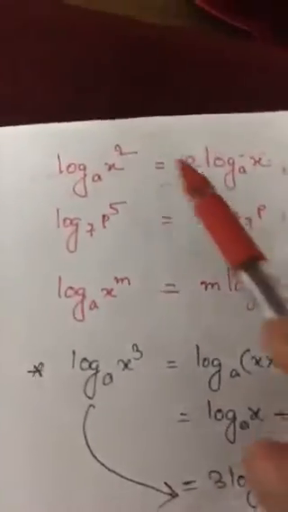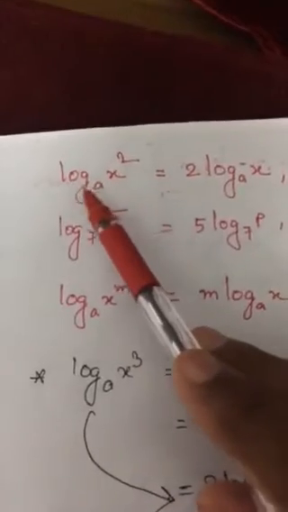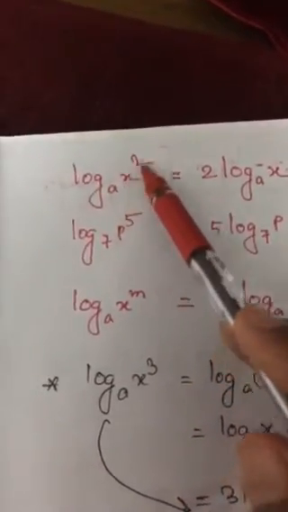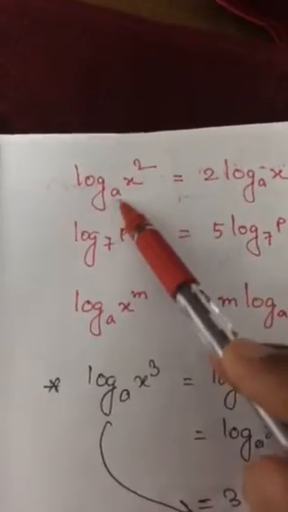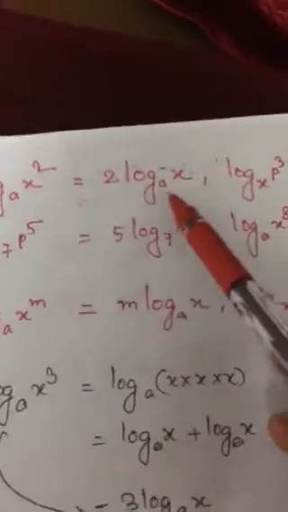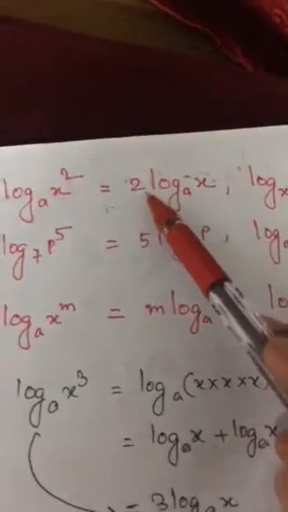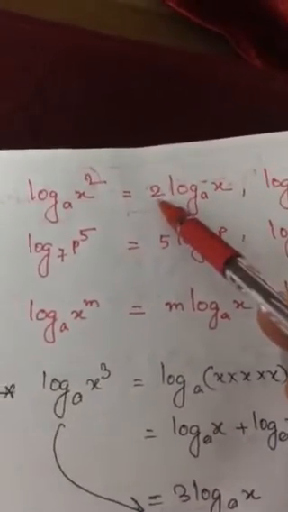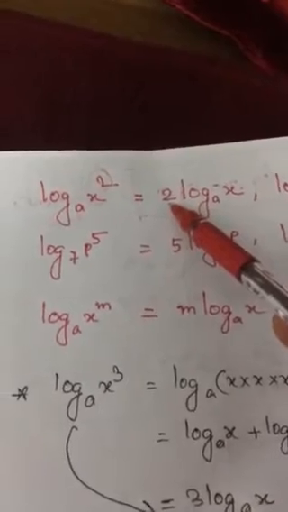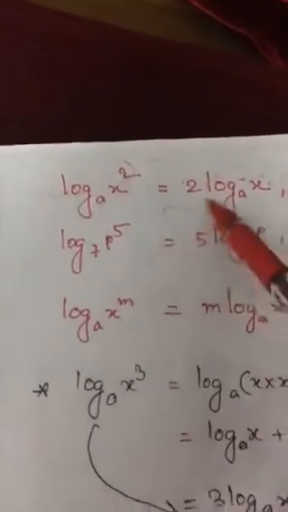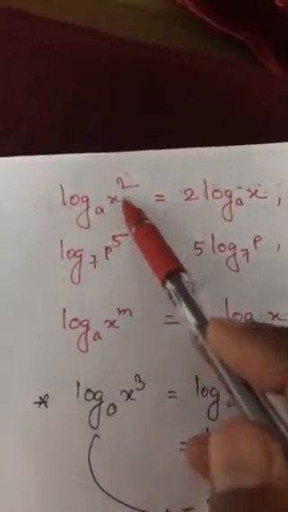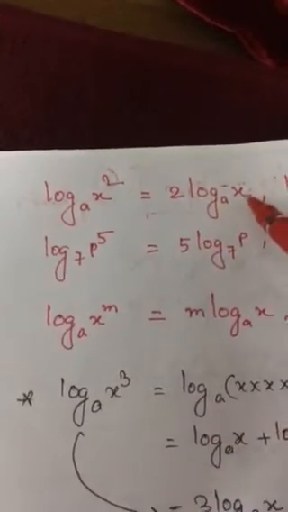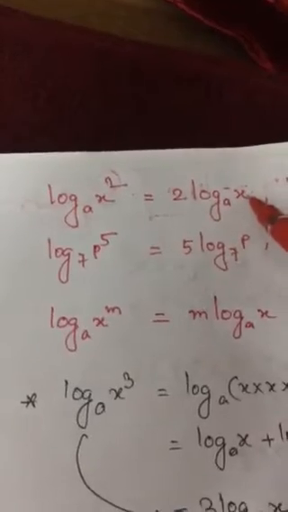Here I just want to show you another law. You see here, log of x square to the base a. X square means, this power can be written directly here. How it can be written I will explain and show you. Power always comes here. So log x square to the base a can be written 2 log of x to the base a.